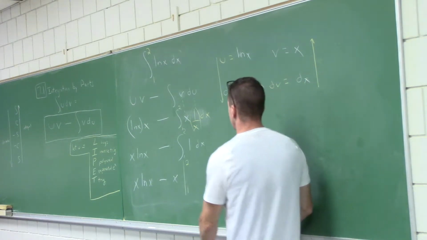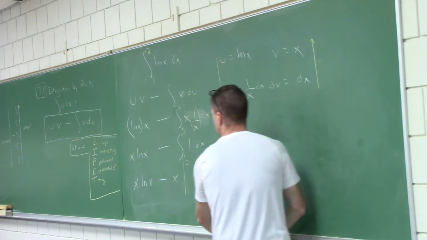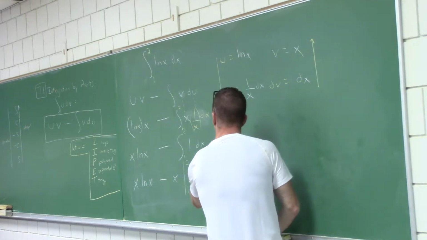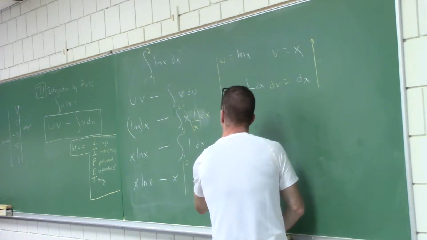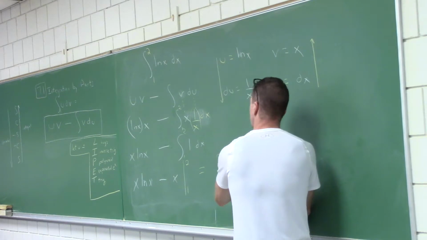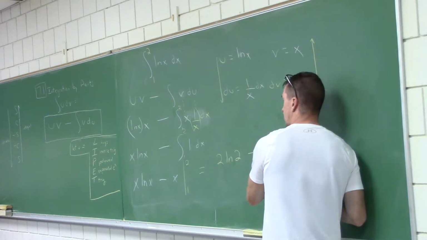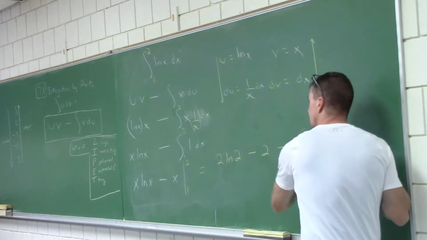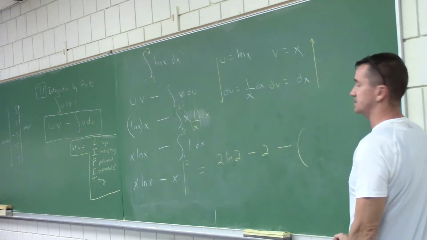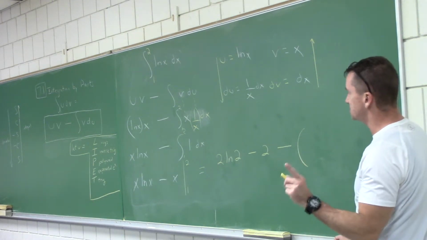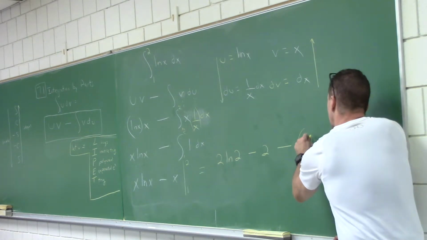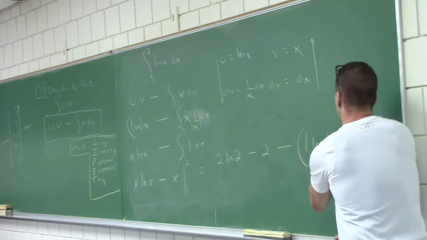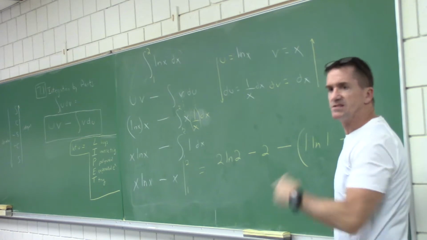What do we get? You ready, Connor? Everyone ready? I get 2 natural log of 2 minus 2, a subtraction. Now what do I have to plug in there? Parentheses, brilliant. Put parentheses so we don't mess up the distributive property. Now substitute the 1: 1 natural log 1 minus 1. And let's see what we get.